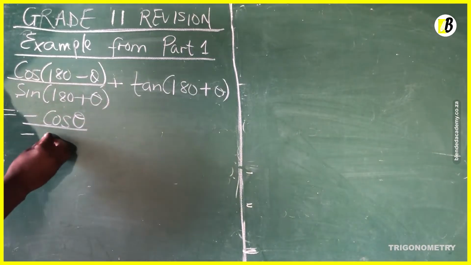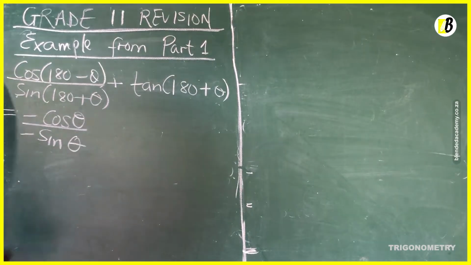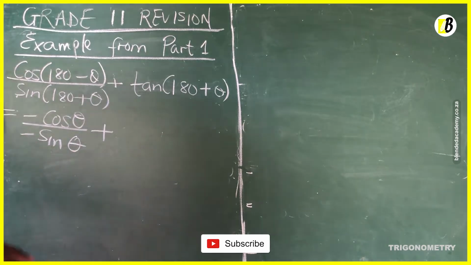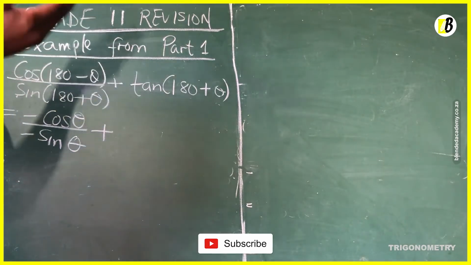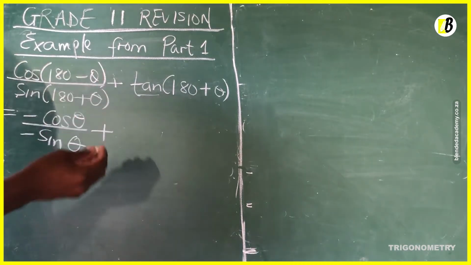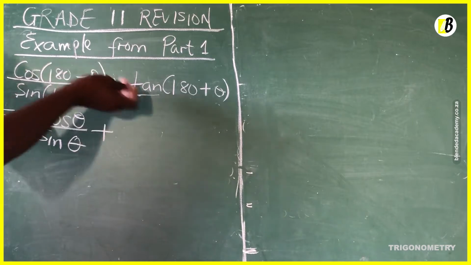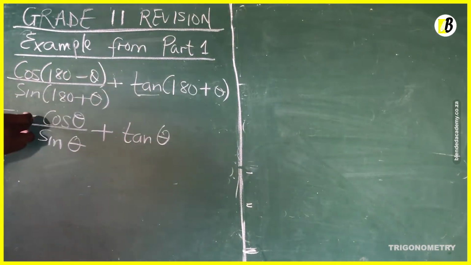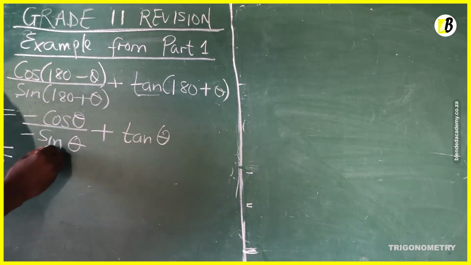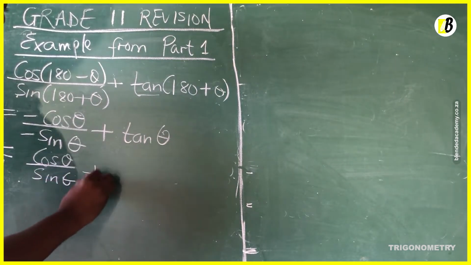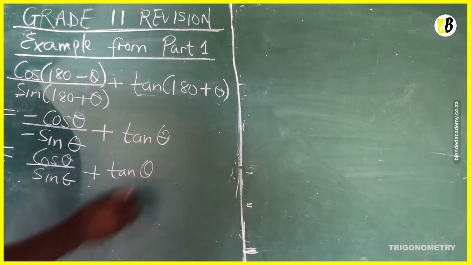So it's going to be minus sine theta plus tan(180 degrees plus theta). This is in our third quadrant. And we know that in that quadrant, only tan is positive, and all the other functions are negative. So it's going to be positive tan theta. Now we can simplify this because we're dividing negative by negative. Those negatives are going to cancel out, and then we're going to be left with cos theta divided by sine theta plus tan theta.